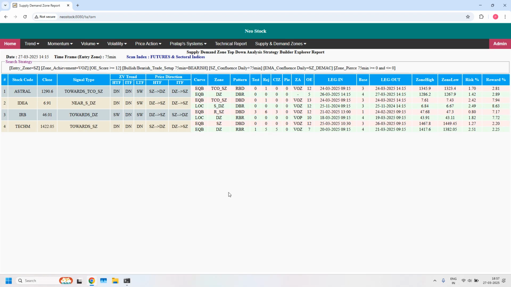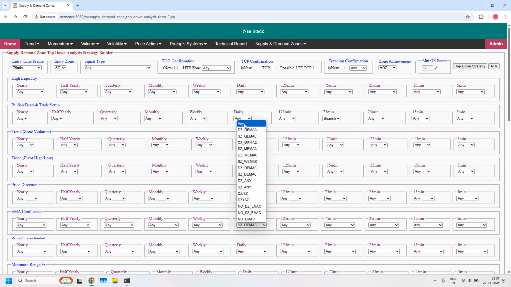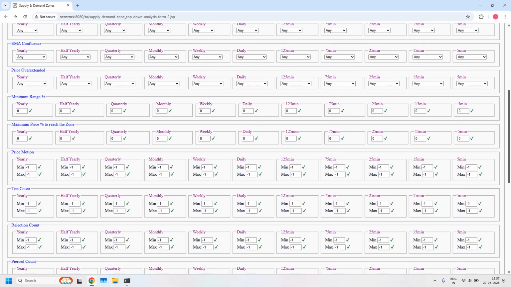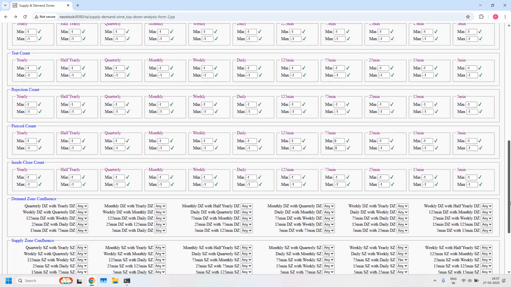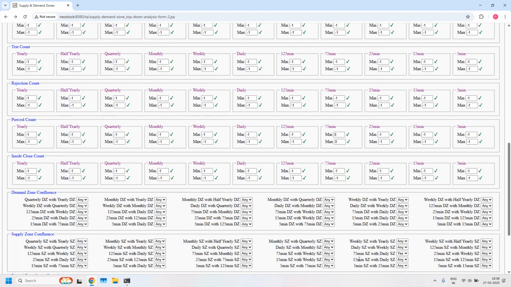Okay, next we will look into LTF, ITF and HTF supply zone confluence supported stocks. 75 minutes, daily and weekly supply zone confluence. So I'm going back, removing this ITF EMA filter. Now we should focus on HTF. So in the supply zone confluence, 3 filters we have to set. First filter is already enabled, 75 with daily. Next 75 with weekly, and daily supply zone with weekly supply zone confluence.